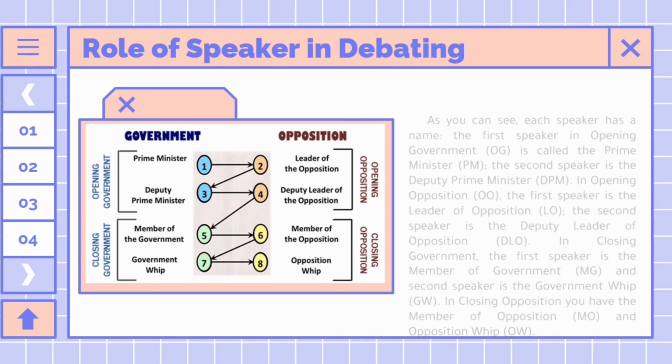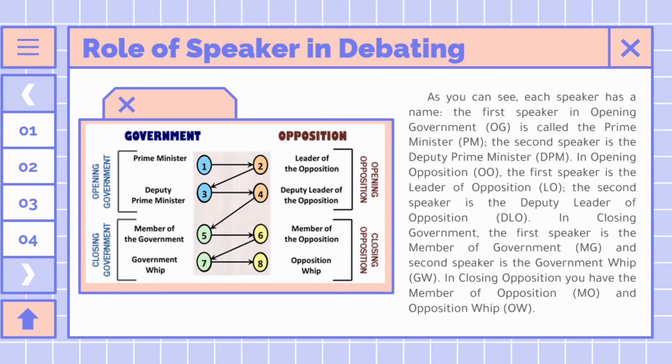Role of speaker in debating. In this picture, you will see the roles of speakers in debating. There is government and also opposition. As you can see, each speaker has a name. The first speaker in opening government or OG is called the Prime Minister or PM. The second speaker is the Deputy Prime Minister or DPM.